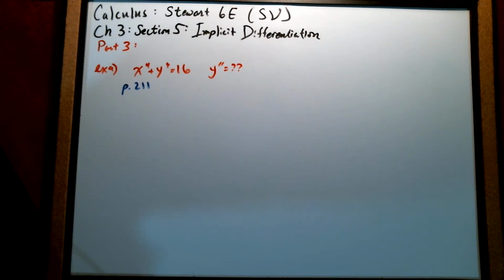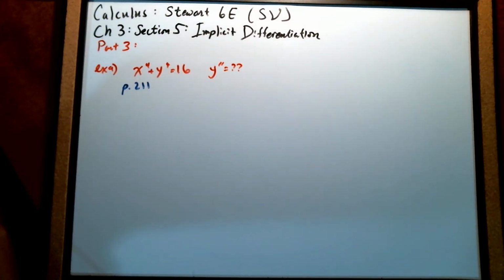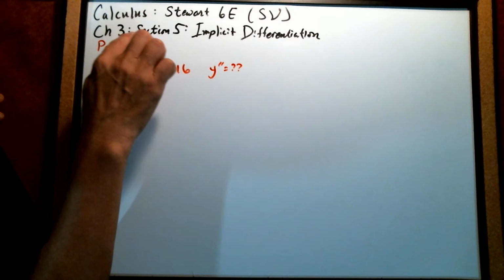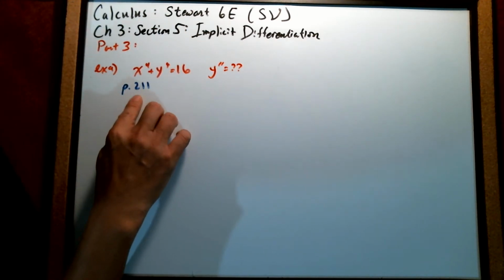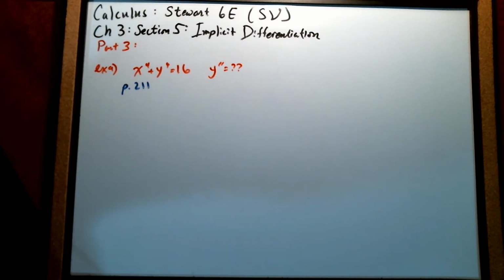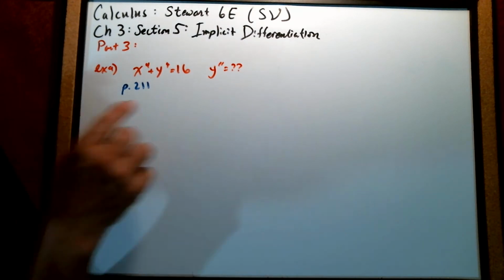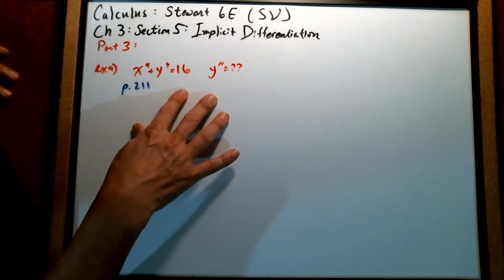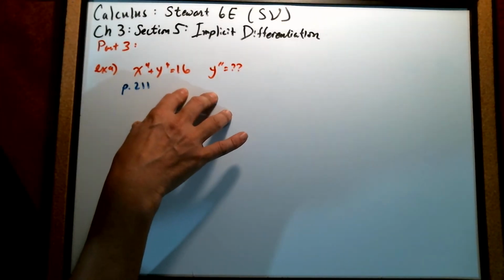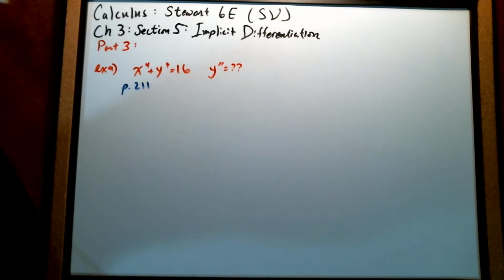This is the third part of implicit differentiation, starting on Stewart, chapter 3, section 5. The last example, on page 211: x to the fourth plus y to the fourth equals 16. I want to find y double prime, or the second derivative. This is somewhat of a labor and algebra intensive problem, so I'm going to go a little bit slow on this one just to help you out.